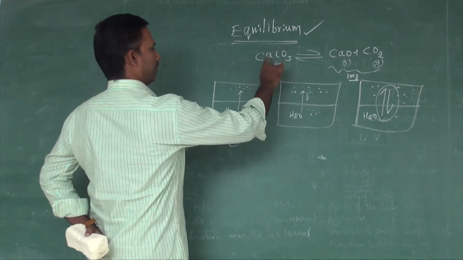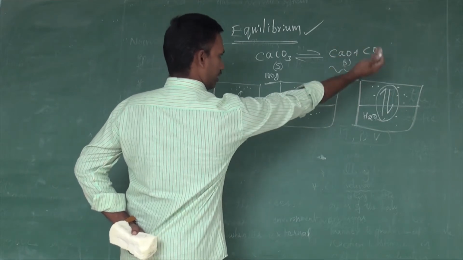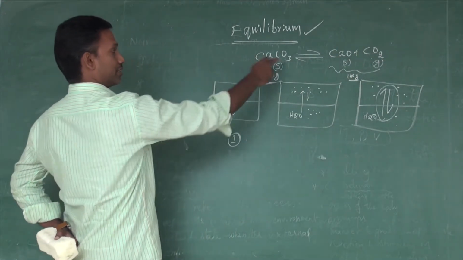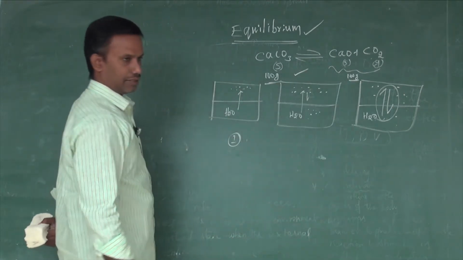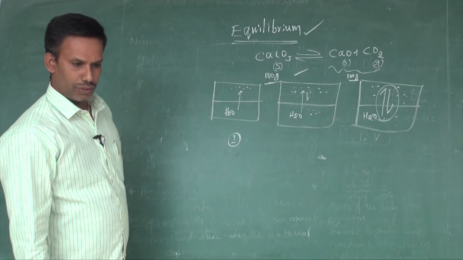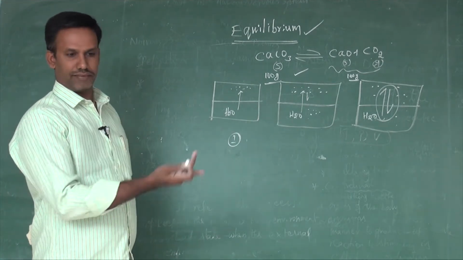At the same time, when calcium carbonate dissociates into calcium oxide and carbon dioxide, the reverse process also takes place. That's why it's an equilibrium process. The same rate. This is called a chemical equilibrium. Now you are clear with it. What is called equilibrium? What are the characteristics of equilibrium?